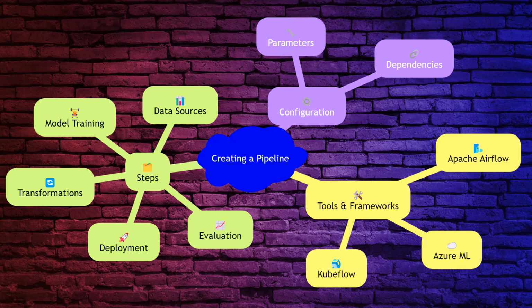Creating a pipeline involves defining each step and specifying the order in which they should be executed. This can be done using various tools and frameworks, such as Azure Machine Learning, Apache Airflow, or Kubeflow. The process typically starts with defining the data sources and the transformations required. Next, the model training and evaluation steps are added, followed by the deployment step. Each step is configured with the necessary parameters and dependencies.